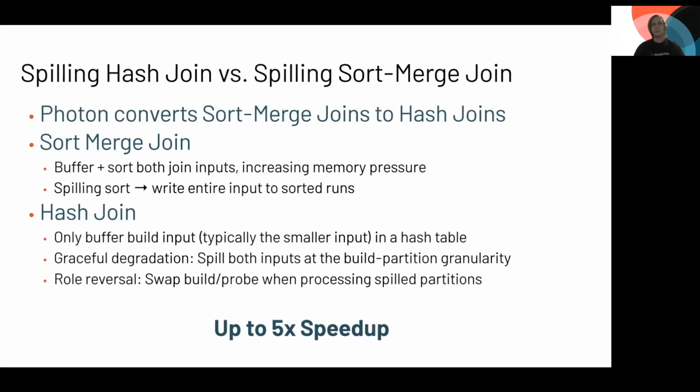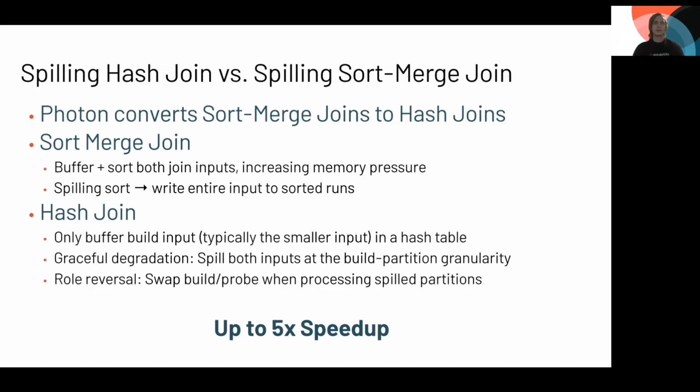To put this into perspective, let's compare the behavior of Photon and Databricks without Photon. For large joins, Spark uses sort merge join, and Photon prefers hash join. With sort merge join, we need to buffer both join inputs and sort them. The sorts run in parallel and could therefore increase memory pressure. To avoid spilling entirely, both inputs need to fit in memory. And if we do have to spill, the sort algorithm requires spilling its entire input.